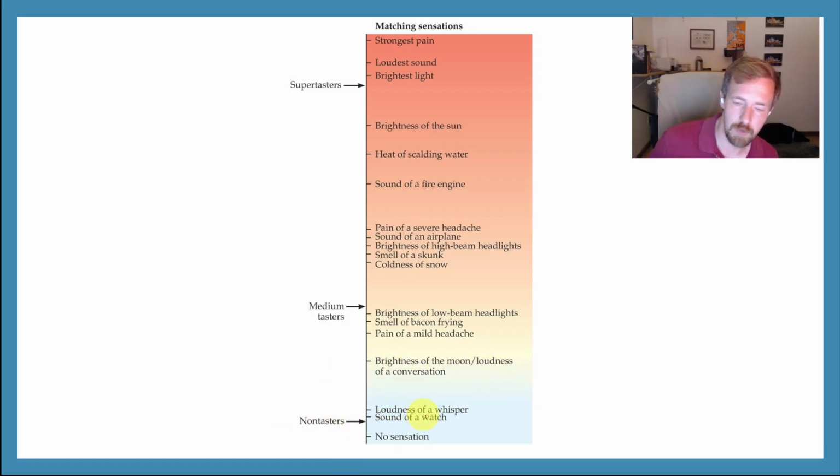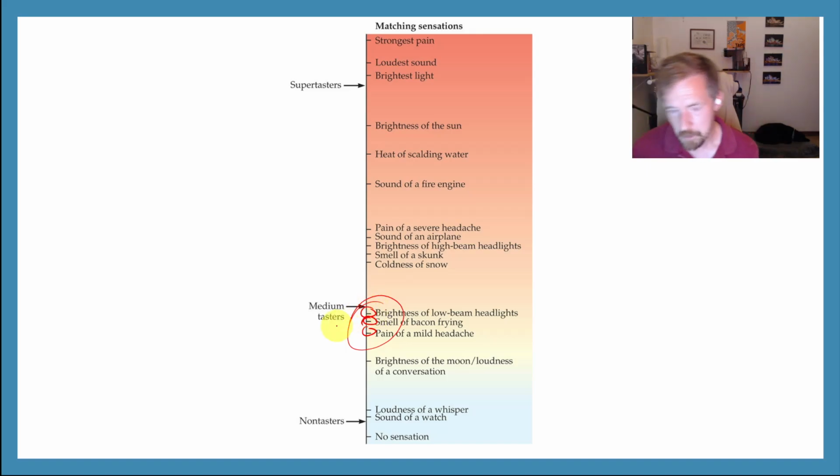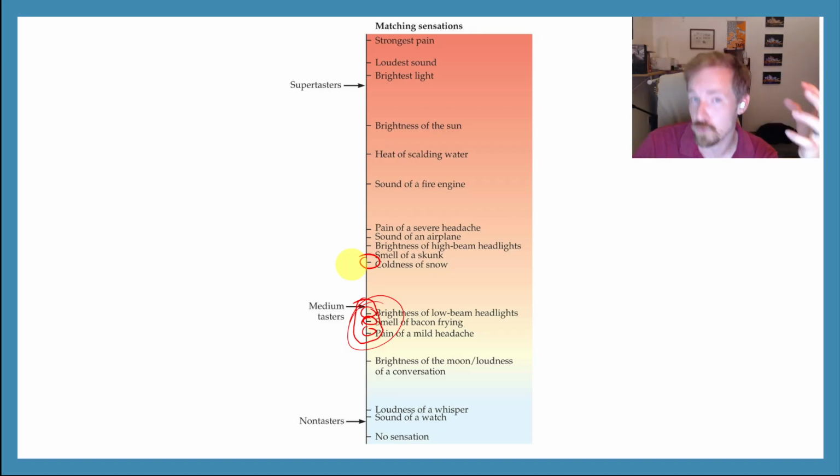So, for example, let's say I'm going to start here in the middle. The smell of bacon frying is slightly more intense than the pain of a mild headache. And the smell of bacon frying is slightly less intense than the brightness of low beam headlights at night. But they're all pretty close, right? But if we look at the coldness of snow, and those of you that are, well, most of you are New Englanders, you're very well aware of how cold snow is.